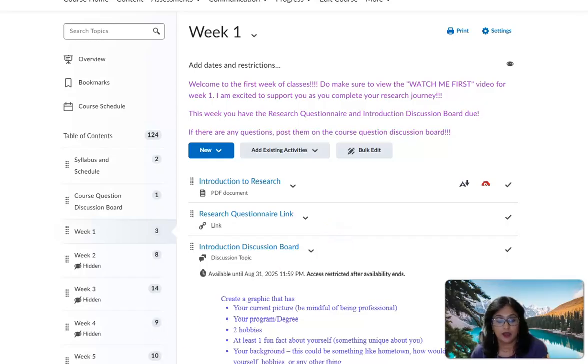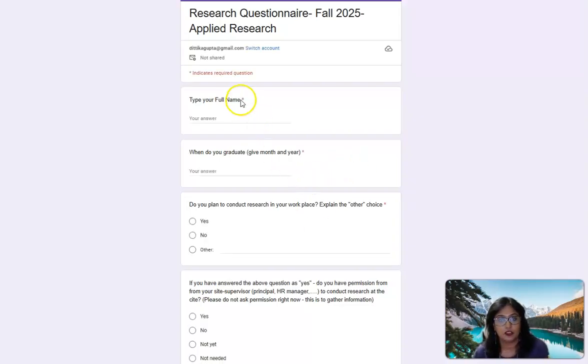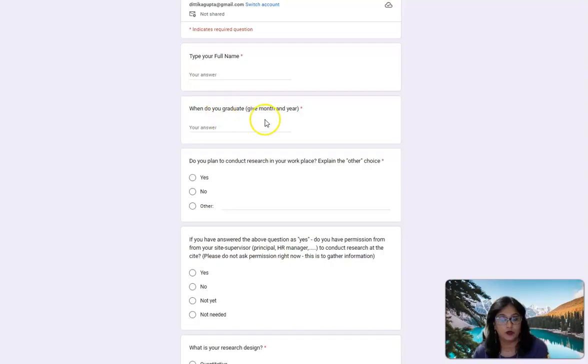The other thing that I have here that is very important is the research questionnaire. So, apologies, there are two things that are due, the research questionnaire and the introduction discussion board. The research questionnaire is basically for you and me to gather information about your research topic. So, just talking about it, when are you graduating? Most students graduate by the end of December because this is their last class or the class in their last semester, which I'm really glad that you're in the class. And if not, that's totally okay. This is just for us to have a little bit of an idea.